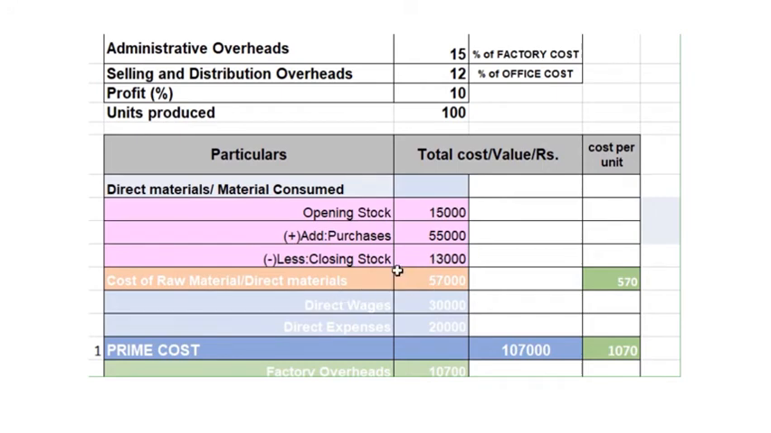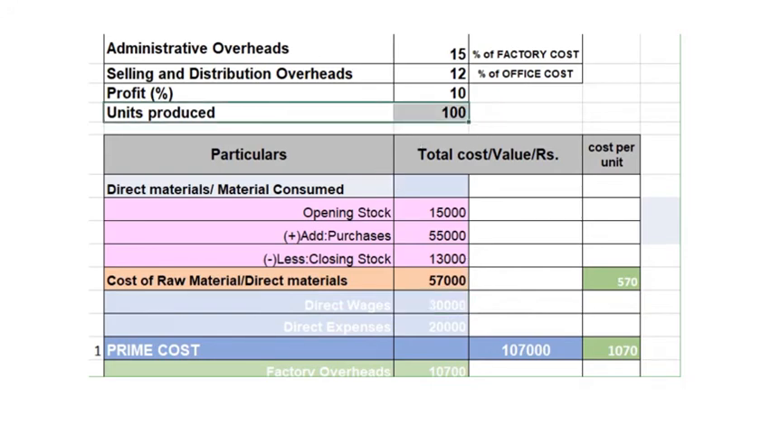With this, you have to put a line here. Since it is an Excel sheet, I cannot show that. You have to put a line here, meaning that these three are not a part of this column for the final. Then find the cost of raw materials. So you get opening stock plus purchase minus closing stock, that is 57,000. What are the units produced during this period? It is 100. So 570 divided by 100, you get 570.